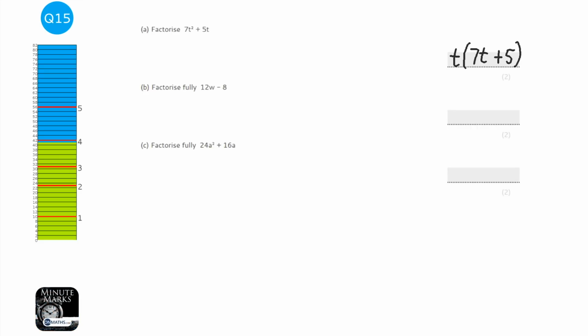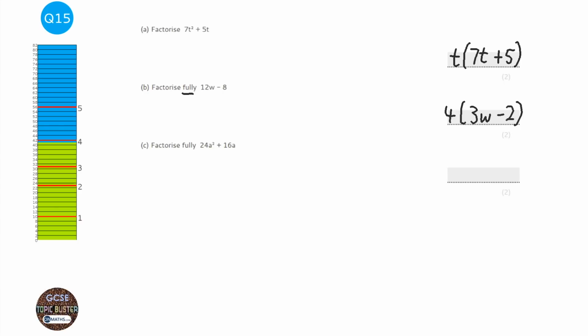Next one, w is only in the first term, so I can't divide out the w, but there's a number I can divide out of both of those. I could pick 2, but actually 4 is a better number because it says factorise fully, which means I need to divide out the 4 rather than just the 2. So 4 on the outside. What do I times 4 by to get to 12w? 3w. And what do I times 4 by to get to minus 8? It's going to be minus 2. And again, I can expand that to check it.